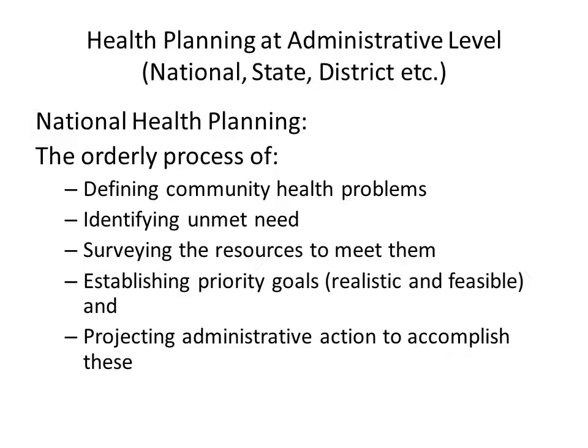Health planning at national level. National health planning involves planning for improving the health of the population of a nation, state, etc. This national health planning is the orderly process of defining the community health problems, identifying unmet need, that is the objectives for each problem, surveying the resources to meet them, establishing priority goals, and projecting administrative action to accomplish these, which administrative action means implementing, monitoring, and evaluation.